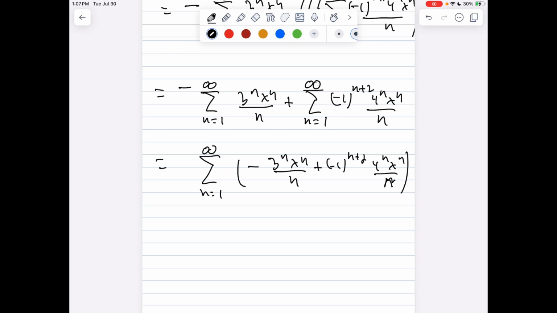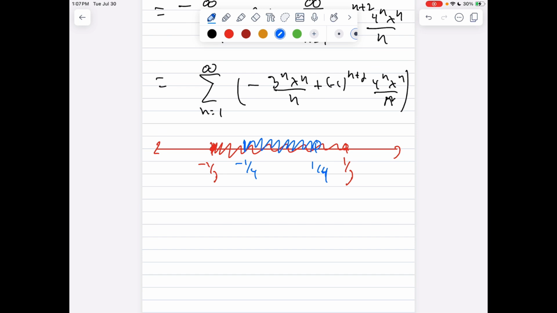Okay, and how do I know what that will be? Well, your first series went from minus 1/3 inclusive to 1/3 exclusive. And your other series went from minus 1/4 to 1/4. So your series basically that you're looking for satisfies both of these at the same time. So that's the interval from negative 1/4 to 1/4. Okay. So always keep that in mind. The interval that works for both is what you're looking for. And that would be it.